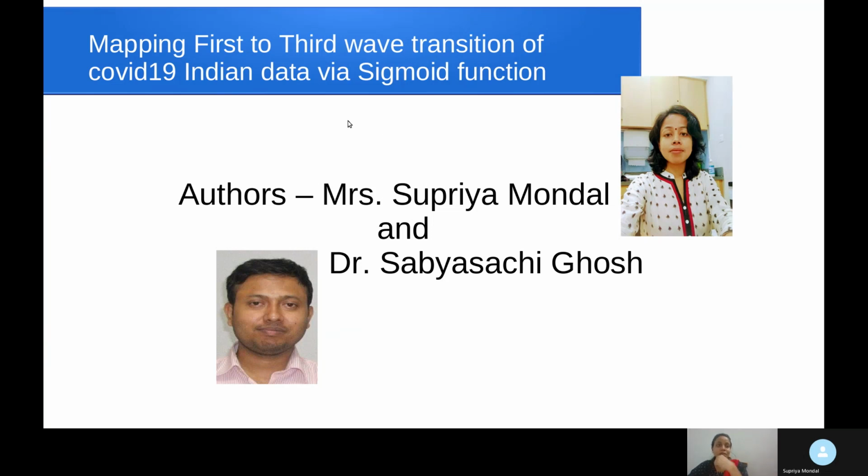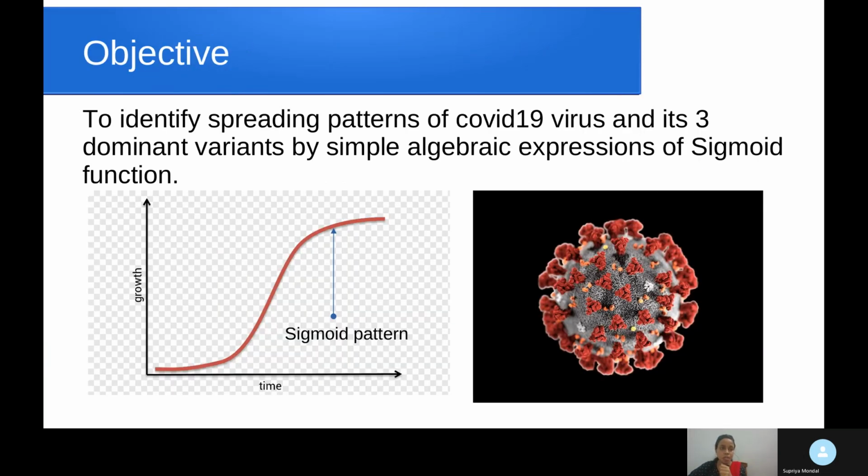In our paper, the title is Mapping First to Third Wave Transition of COVID-19 Indian Data by a Sigmoid Function. The main objective of this paper is to identify spreading patterns of the COVID-19 virus and its three dominant variants by a simple algebraic expression of the sigmoid function. So this is the pattern of the sigmoid function.